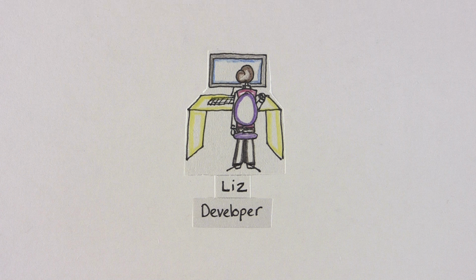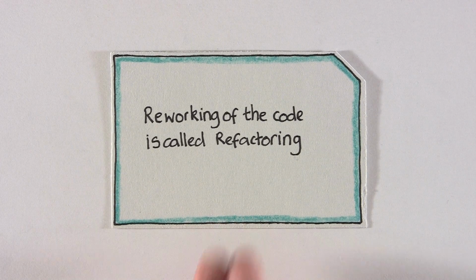The final step in TDD requires Liz to rework the code to make it simpler, more readable and maintainable. This ensures it doesn't damage the functionality that the code is meant to deliver. Developers call this reworking of the code refactoring. This happens in minutes, not hours or days.